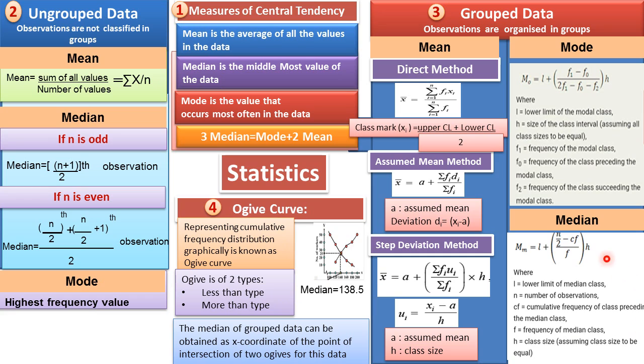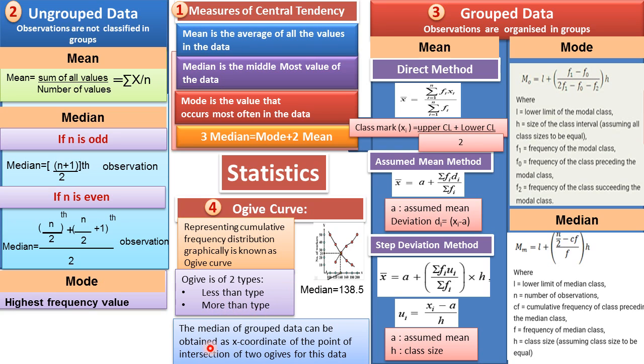The median can also be obtained by the graphical method, for which the ogive curve is used. Representing the cumulative frequency distribution graphically is known as an ogive curve. Whatever cumulative frequency is obtained can be drawn graphically, and that curve is called an ogive curve. There are two types of ogive curve: less than type and more than type.